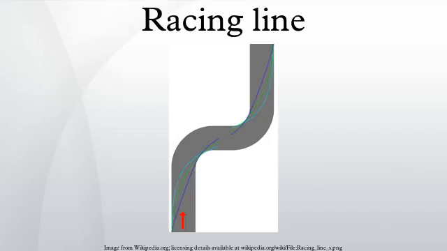The apex or clipping point is the innermost point of the line taken through a curve. The apex is often, but not always, the geometric center of the turn. Hitting the apex allows the vehicle to take the straightest line and maintain the highest speed through that specific corner. It is often near the tightest part of a corner.